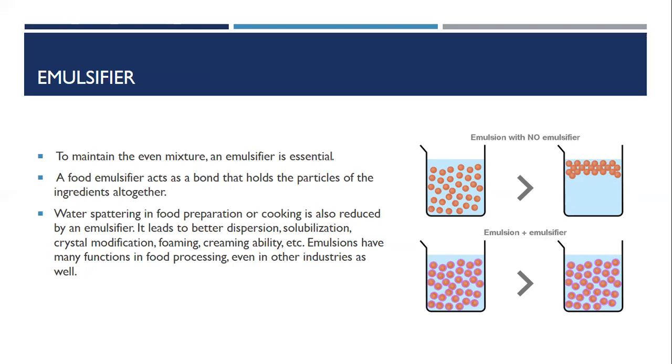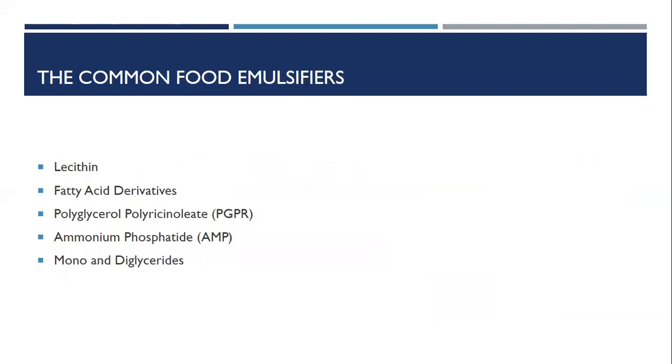It leads to better dispersion, solubilization, crystal modification, foaming, cleaning ability, etc. Emulsifiers have many functions in food processing, and in other industries as well. And now, the common food emulsifiers. Now that we have understood the definition and function of an emulsifier in processed food, it's time to jump into the common food emulsifiers.